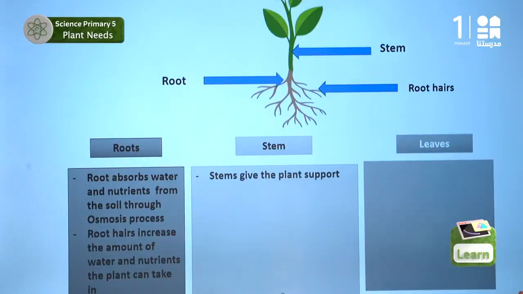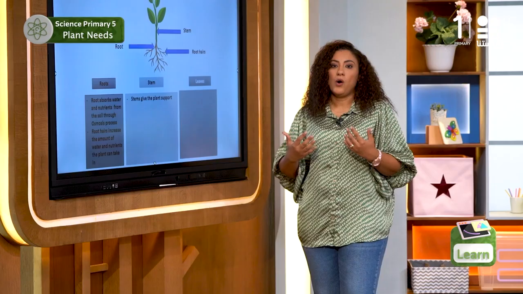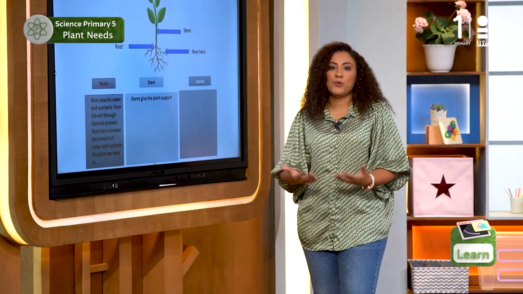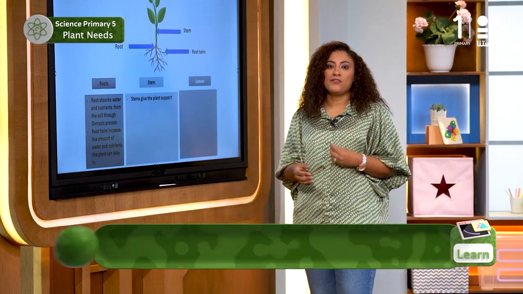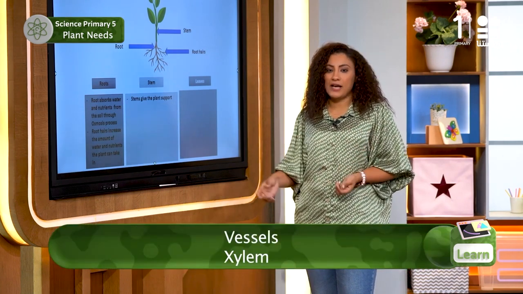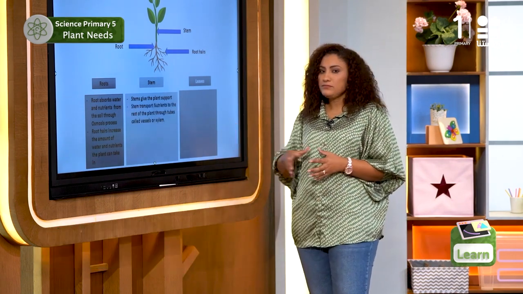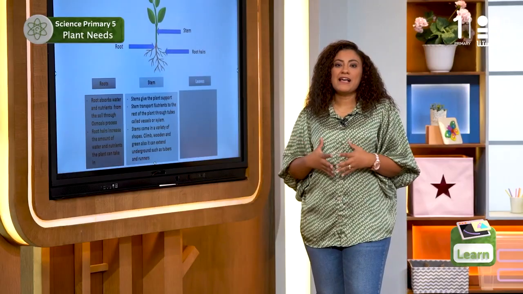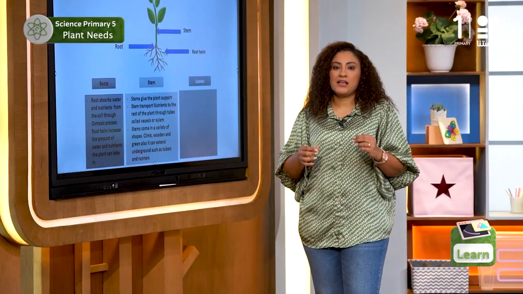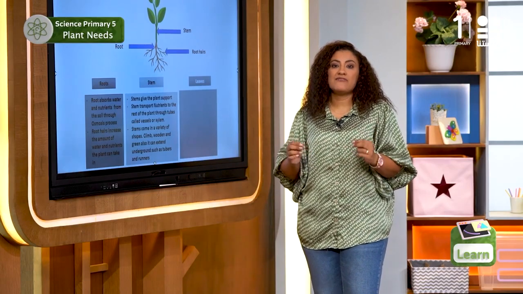I observed the stem gives the plant support. Also, nutrients are transported to the rest of the plant through the stem, and we call them vessels or xylem. Stems come in a variety of shapes. Most flowers have upright stems. Some stems climb, such as the vines.